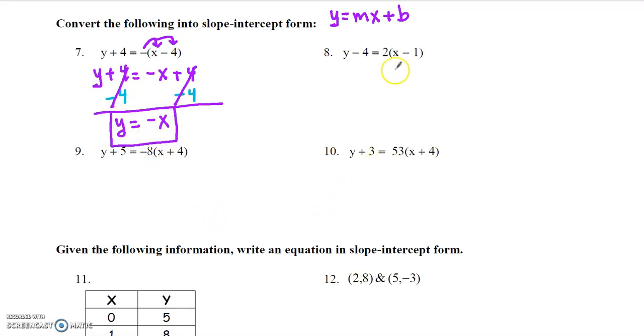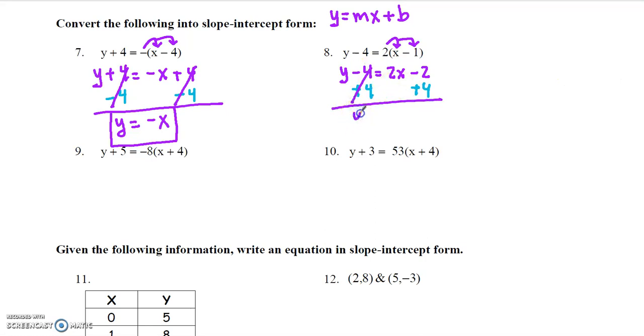Okay, number 8, let's do it again. Again, I have parentheses, and so I have a 2 in the front this time, so I'm distributing that 2. So I have y minus 4 equals 2x, and then 2 times negative 1 is negative 2. Again, I need to eliminate this 4. It's a minus 4 right now, so the opposite operation would be to add 4 to both sides.